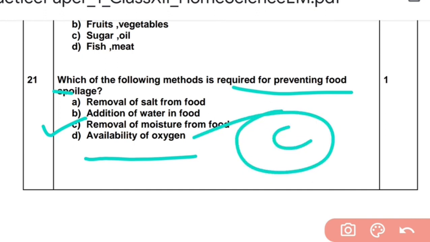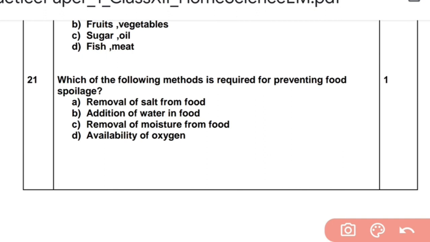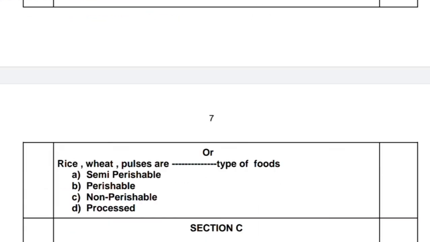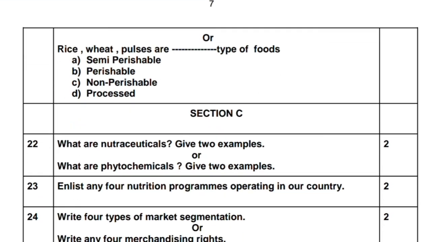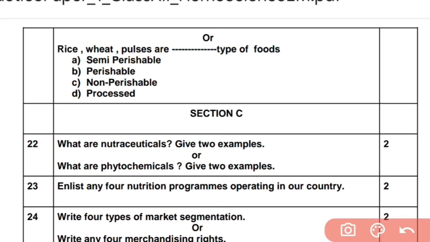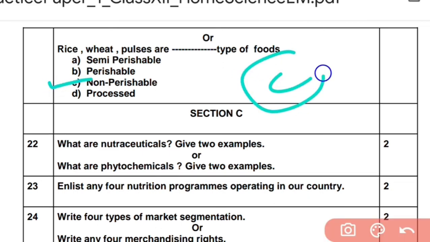That is why milk is perishable, but milk powder is not perishable, because you have removed all the moisture from food. You sun dry food to remove the moisture from food. So question number 21 is over, but you have a choice out here. Rice, wheat, pulses are dash types of food. They last for how long? Can you tell me? Do you have to buy them every day or every week? No. So these are all non-perishable foods. So the option is C.